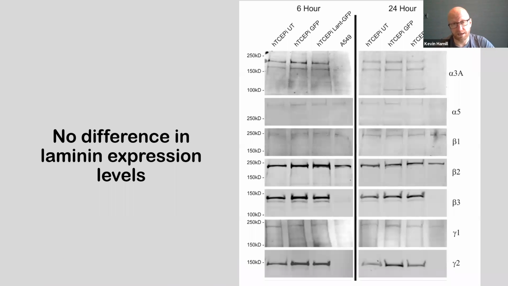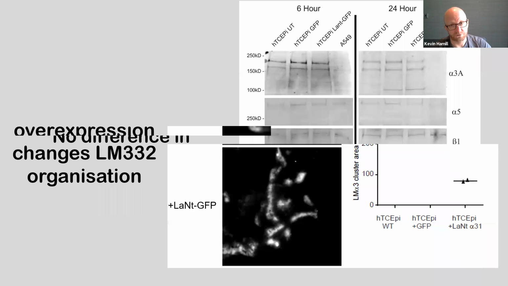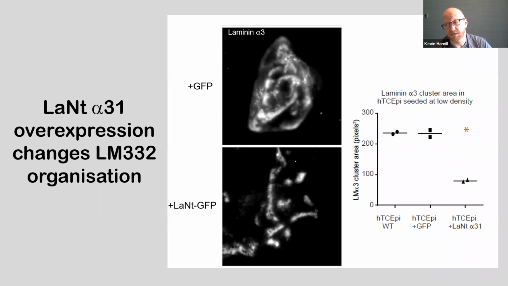But when we look at the effect of overexpression on the laminin expression, there isn't any, at least not anything major in terms of absolute abundance of the proteins. All the laminins we've tested are expressed at the same level. But we never necessarily expected that. What we did expect is that the LaNT would bind to the laminin and change the way that the laminin was structured. And we do see that. We see this change from swirls and arcs in the control cells into tight clusters in the LaNT overexpressing cells.